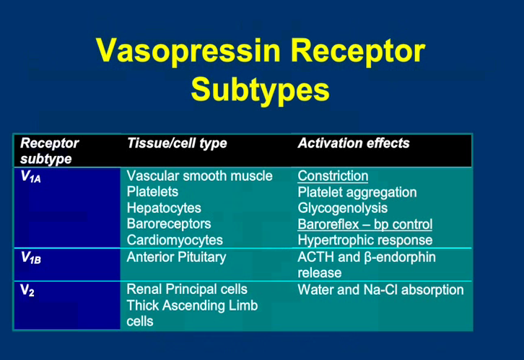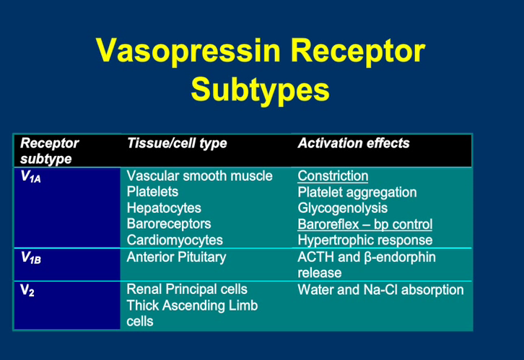If we think about vasopressin, when we talk about the vasopressin antagonists, we need to remember that there are three different types of vasopressin receptors. There's a V1A receptor, which is widely expressed, plays a role in constriction of blood vessels. It also plays a role in blood pressure control. There's a more restricted V1B receptor that's only in the anterior pituitary. And then there's the V2 receptor that is predominantly in the kidney, the renal principal cells, and thick ascending limb cells.